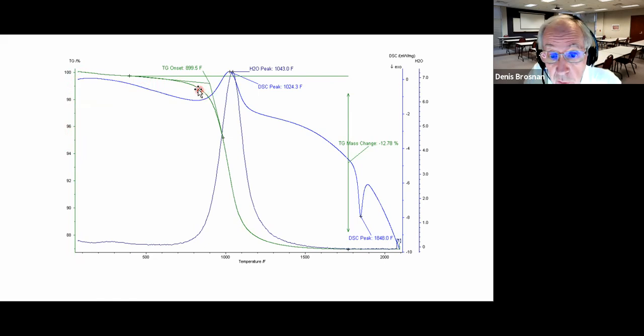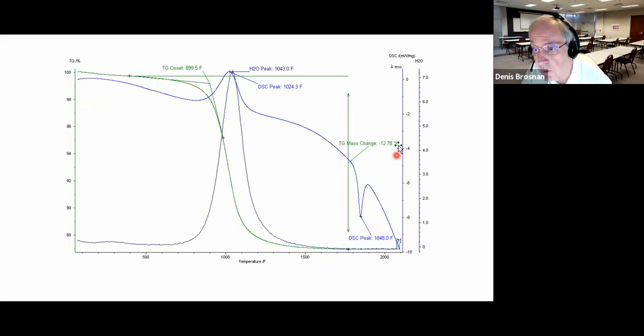Excuse me, 800 degrees Fahrenheit or thereabouts. It's a constant problem for me to keep up with degrees Celsius and degrees Fahrenheit in these types of reactions. But there is a reaction occurring here which results in a weight loss.